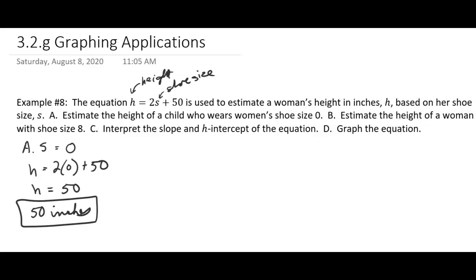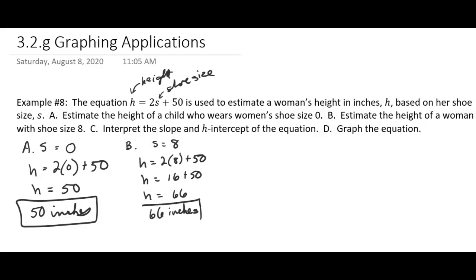Okay, so part B. Estimate the height of a woman with shoe size 8. Okay, so now we know the shoe size, s, is 8. So we'll say h is equal to 2 times 8 plus 50. So you do the calculations, h equals 16 plus 50, h equals 66. So 66 inches. So if you have a size 8 shoe, then maybe if you're a woman, maybe you're 66 inches tall or around that. Okay, part C.